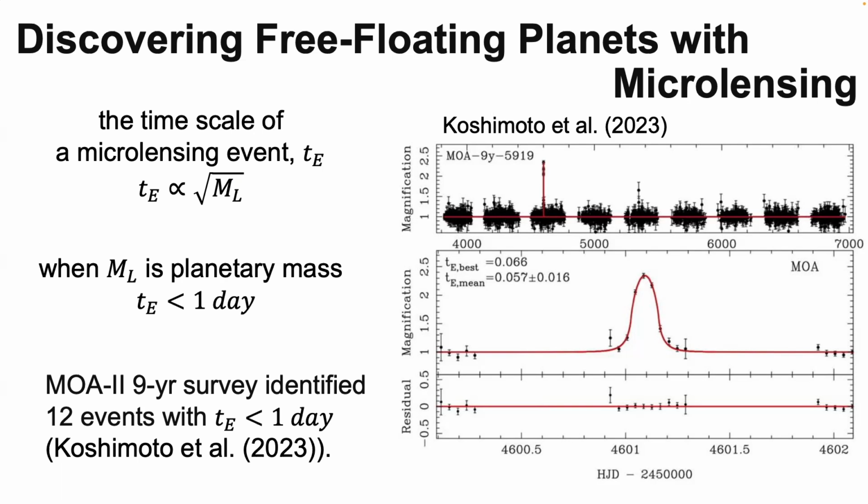Koshimoto et al. 2023 discovered 12 events with t_E smaller than 1 day from a 1 to 9 year survey. And these events are reported as candidates of free-floating planets.